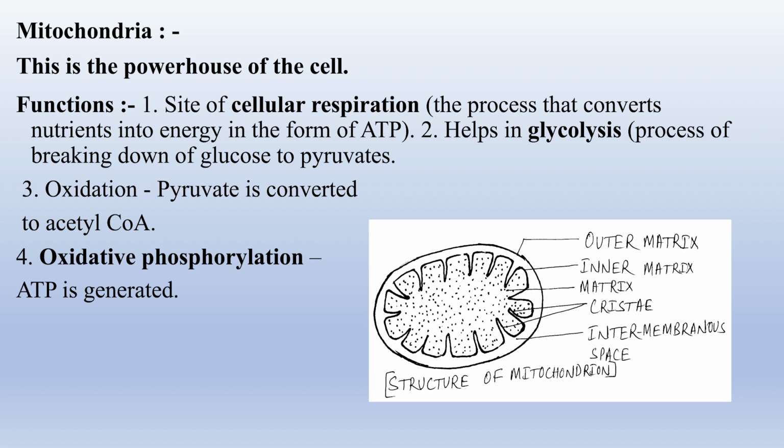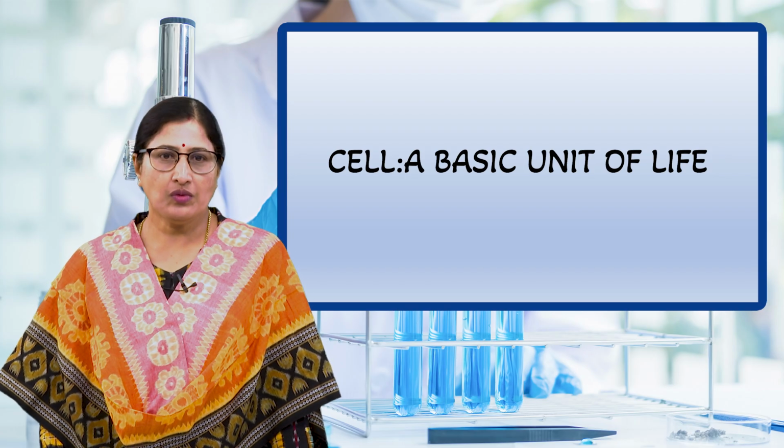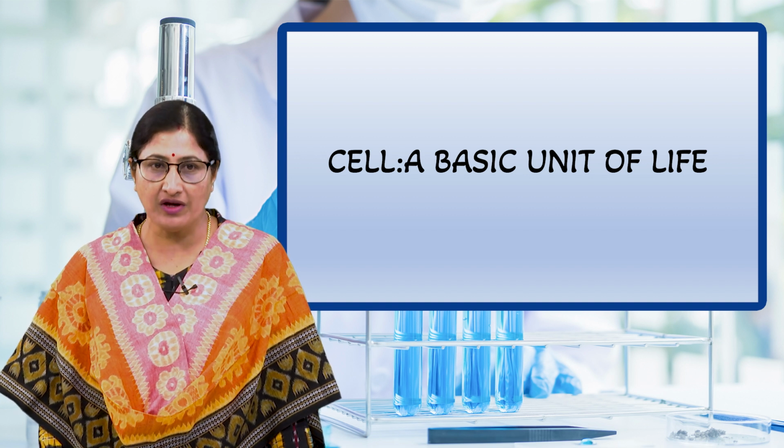What is glycolysis then? This is the process of breaking down of glucose into pyruvate. Now, oxidation is also taking place here. The pyruvate which is formed is again converted into acetyl coenzyme A, and then oxidative phosphorylation takes place, because of which ATP is generated. What is the full form of ATP, dear students? It is adenosine triphosphate. Dear students, now we came to know that different cells are responsible for different functions.